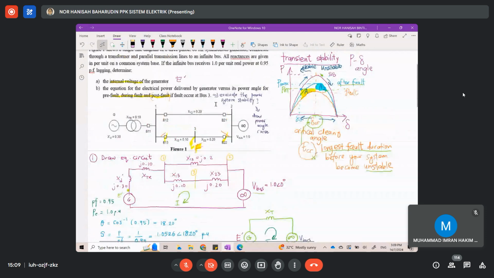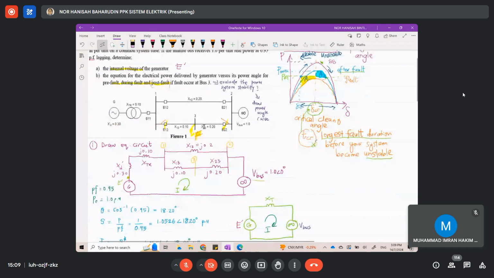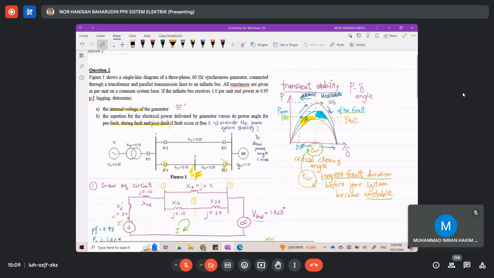Okay, and this question has mentioned that the fault occurs at bus 3. So you know that there are two types of fault. The first fault is at the sending end, and the other fault is some distance away from the sending end.